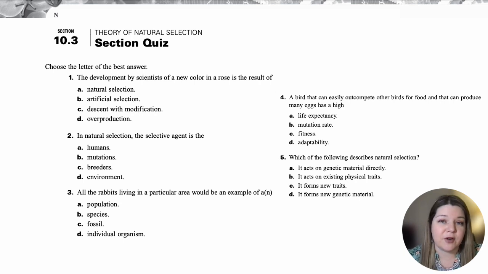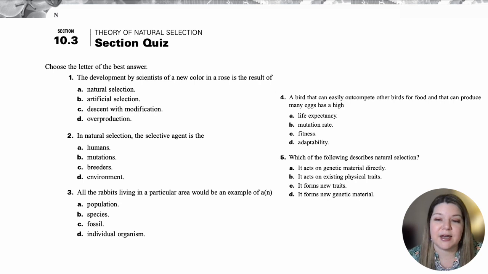A desert environment is going to select for certain traits, but if you live in a polar environment, you're going to have very different traits than animals that are living in the desert. So it is the environment that is a selective agent. Number 3, all the rabbits living in a particular area would be an example of a population. Remember, all of the species that live in one area, that is a population.